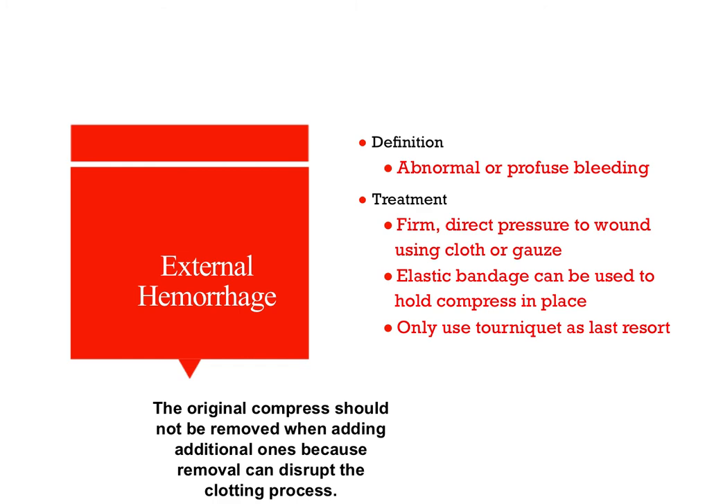An elastic bandage can be used to hold a compress in place, and we only use tourniquets to cut off the blood supply as a last resort, because that means you are probably going to lose that limb. In the movies, they put a tourniquet on, but you're not saving the leg, okay, or the arm. The original compress should never be removed because it will disrupt the clotting process. You would just add more to it. Now, if you're adding so much that you're not getting a good compress, you're not going to take off the original, but you're going to take off those other layers and put fresh layers on there.